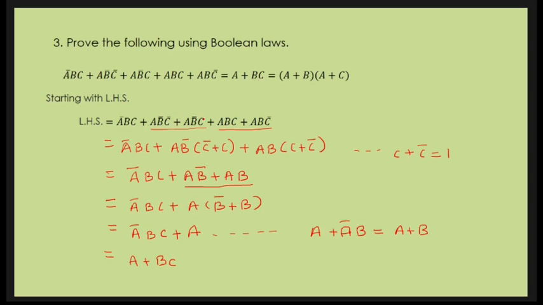A plus BC. And here, the next step is very simple. This A can be distributed with BC, and hence it will be (A plus B) into (A plus C), which is one more part of RHS, (A plus B) into (A plus C), right? Hence proved. Distributive law.